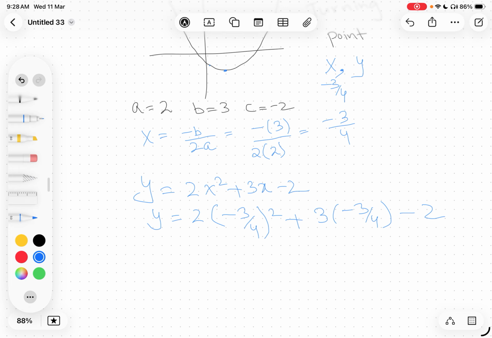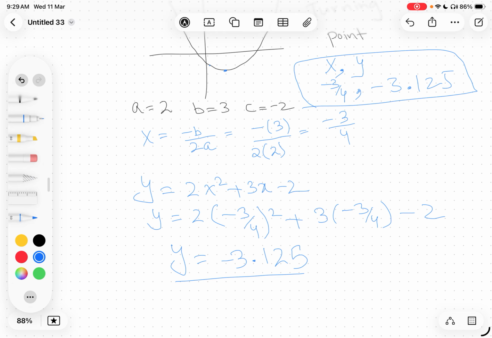It will produce a value of negative 3.125. So this represents the corresponding y value. So that is minus 3 by 4 comma minus 3.125. So this is the coordinate of the turning point.